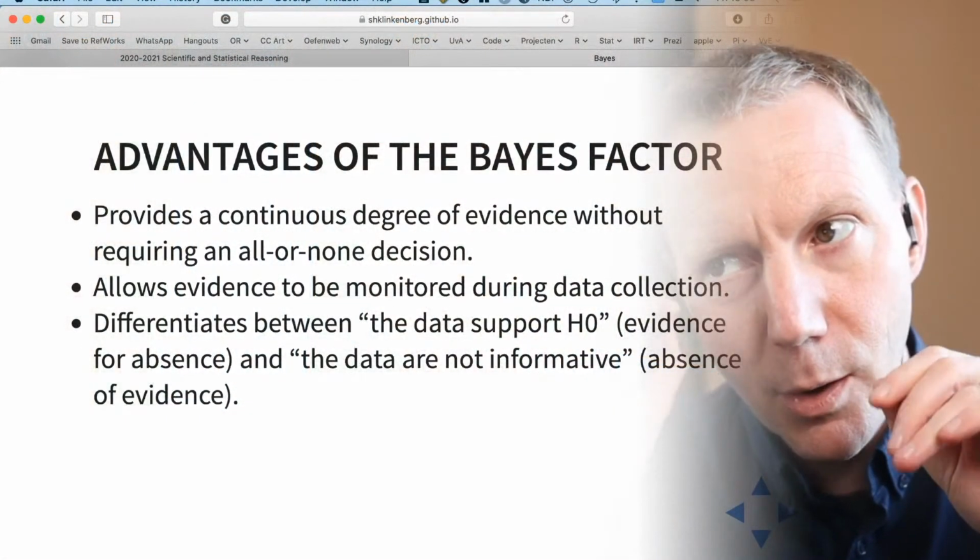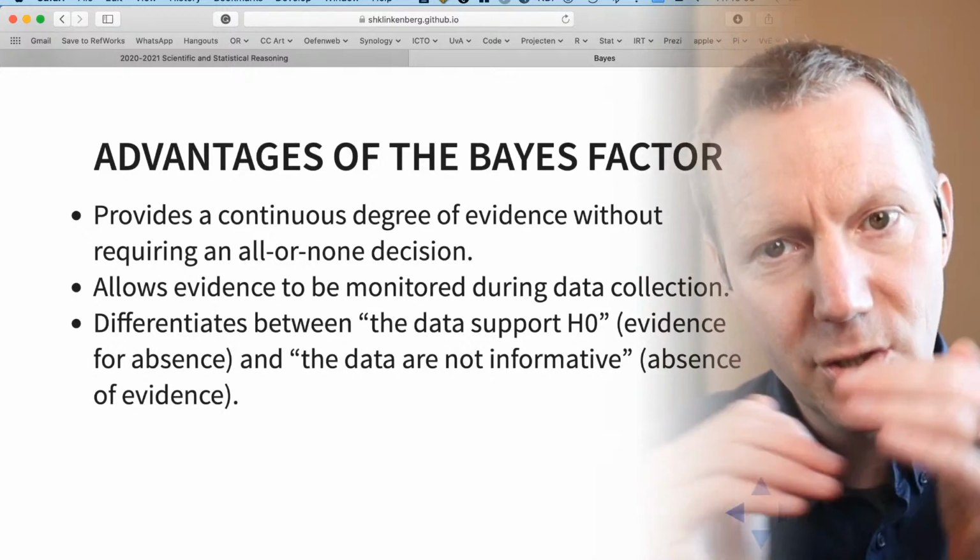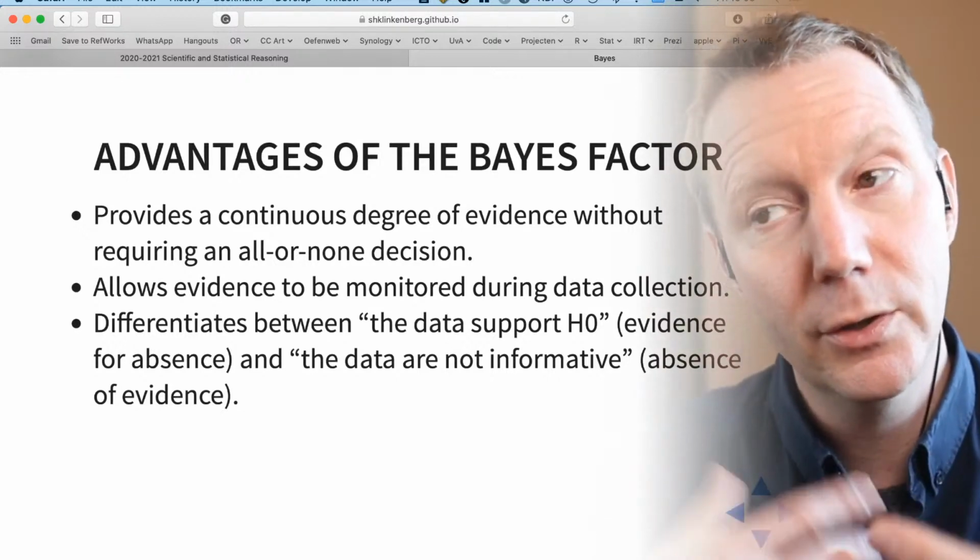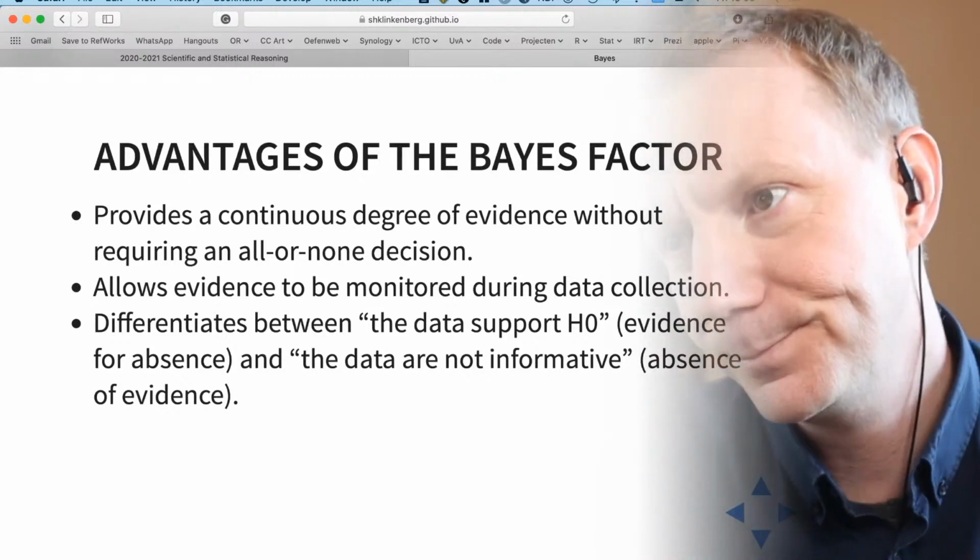Okay, I'm wrapping up. So the advantages are, it provides such a Bayes factor for testing the specific null, and provides a continuous degree of evidence without requiring an all or nothing decision, as you have in frequentist statistics. It's either you reject the null or you don't reject the null. Now, with the Bayes factor, you can say, I believe more in this hypothesis than in that hypothesis. It allows for monitoring during data collection, so you can accumulate evidence for your hypothesis, or against, for that matter.